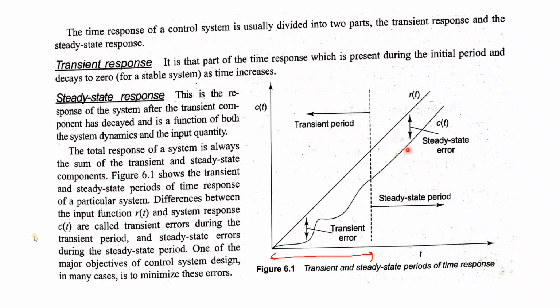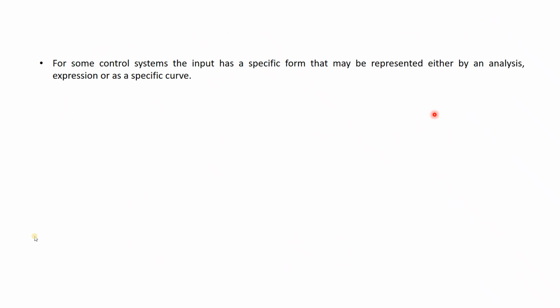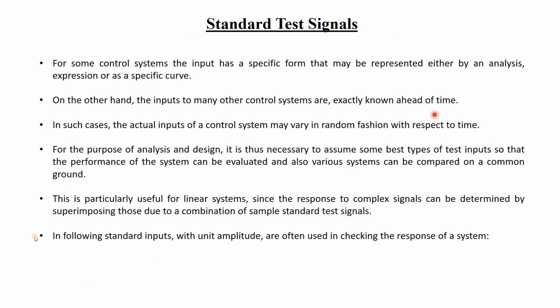Okay. So this figure, as we have already mentioned, shows that one major objective of control system design in many cases is to minimize this error. So this error has to be minimized. After the steady state has been achieved, you will still see some gap. So our goal is to minimize this error. We will study that as we proceed in this particular section.